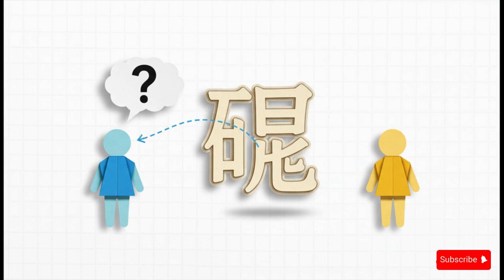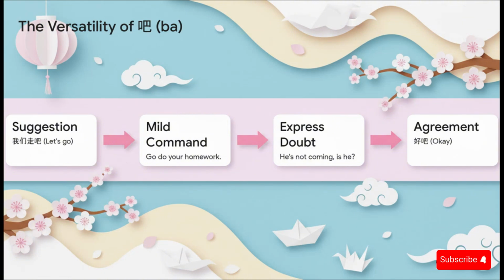Next up is ne. This little particle is your best friend in a conversation. If someone asks you a question, you can give your answer and then use ne to bounce that exact same question right back to them. You'll hear it all the time in the phrase Nina, which just means, and you, or what about you? So useful. Now, the particle ba is incredibly versatile.